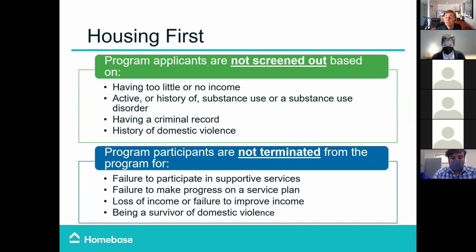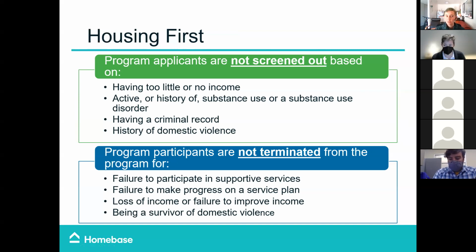Or being in a continuous experience of domestic violence, refusing to disengage from an abuser is not a reason to exit someone from a project, right? That's a reason to work with them to maintain safety for both themselves and the other participants in the project, but not a reason for exiting. So housing first in the COC program world is lowering barriers.